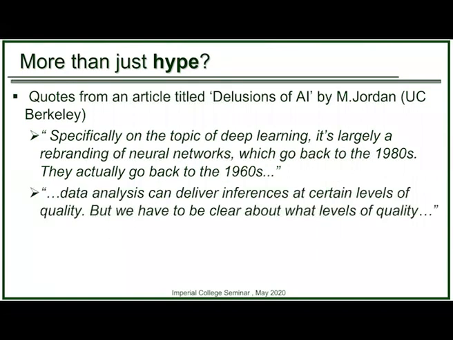The second quote is, he says, data analysis can deliver inferences at certain levels of quality, but we have to be clear about what levels of quality. And this is fair. So we really need to have error bounds around all our predictions. And this is something that's missing in much of the current machine learning literature.